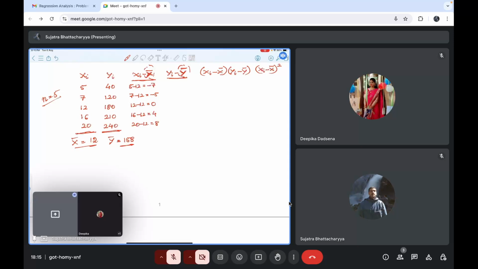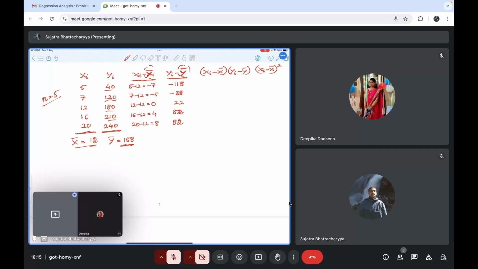What about yi minus y bar values? So it is 40 minus 158, because this is 40 and y bar is 158. So 40 minus 158 is minus 118. Okay. Next, 120 minus 158. What is that? About minus 38. 180 minus 158, so it becomes 22. 210 minus 158, so how much will it be? 52. Right? And what about the last one? 240 minus 158 comes out to be 82.